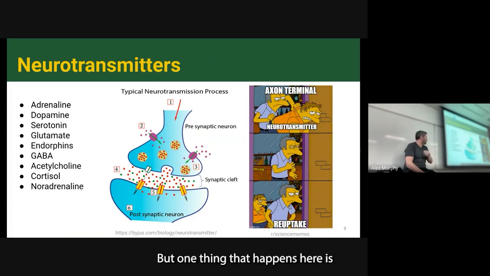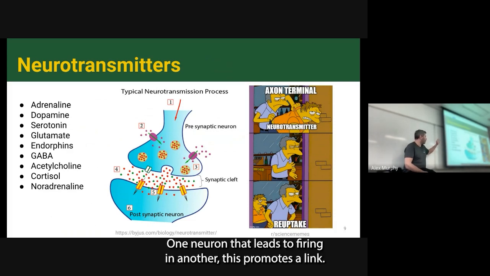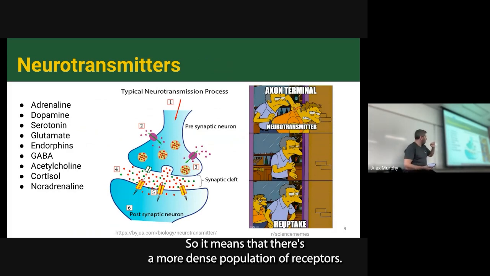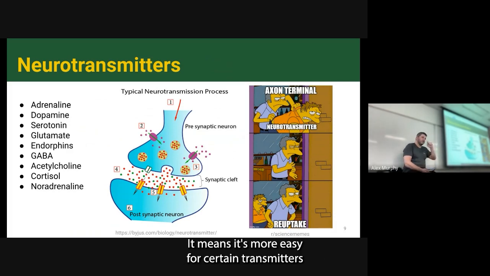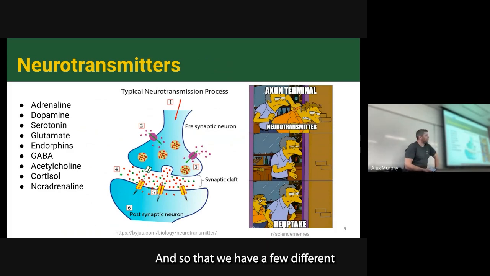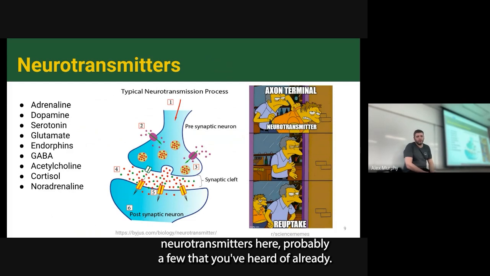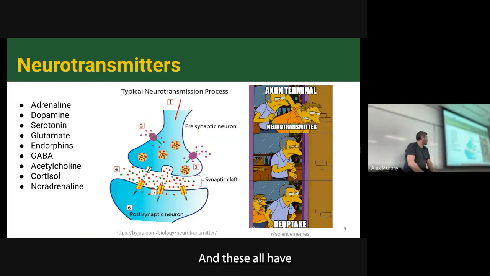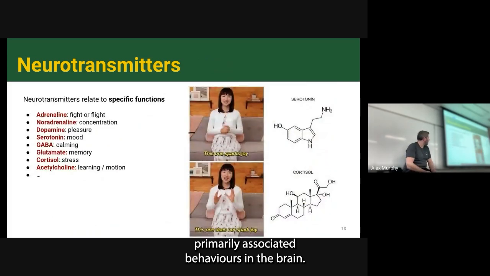But one thing that happens here is more receptors can be built in certain cases. When you have firing of one neuron that leads to firing in another, this promotes a link. It means there's a more dense population of receptors, so it's easier for certain transmitters to attach from one to the other. And so we have a few different neurotransmitters here, probably a few that you've heard of already. And these all have primarily associated behaviors in the brain.